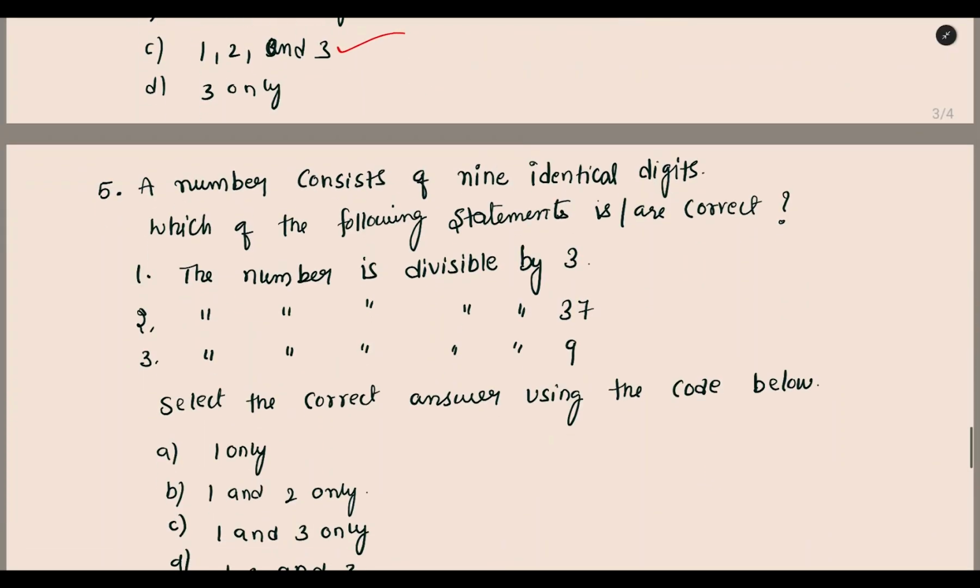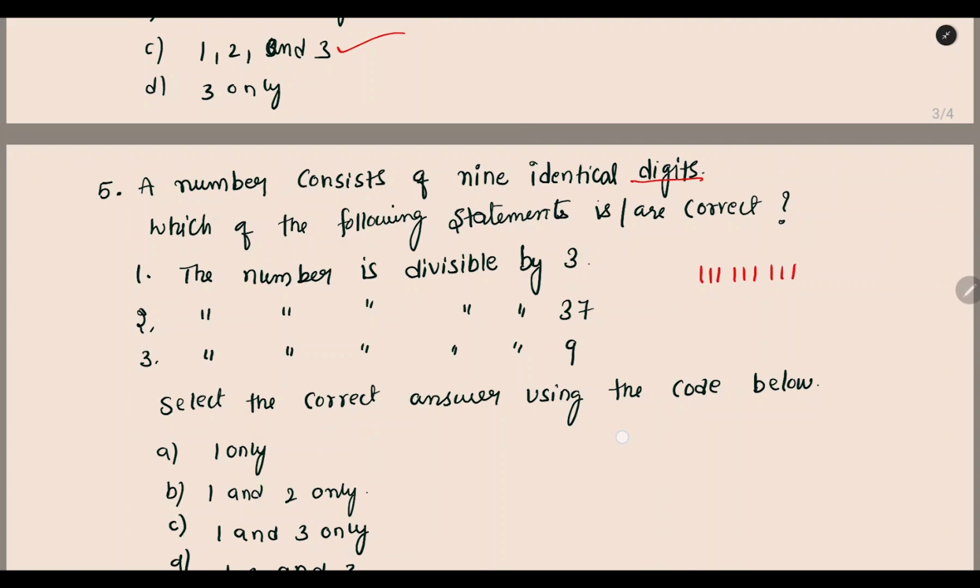In the same way, a number consists of 9 identical digits. It is like 9 identical digits, where you can take, for example, 9 9 9 9 9 9 9 9 9, or we will take the number as 1 1 1 1 1 1 1 1 1. This is the identical 9-digit number. Which of the following statements are correct?